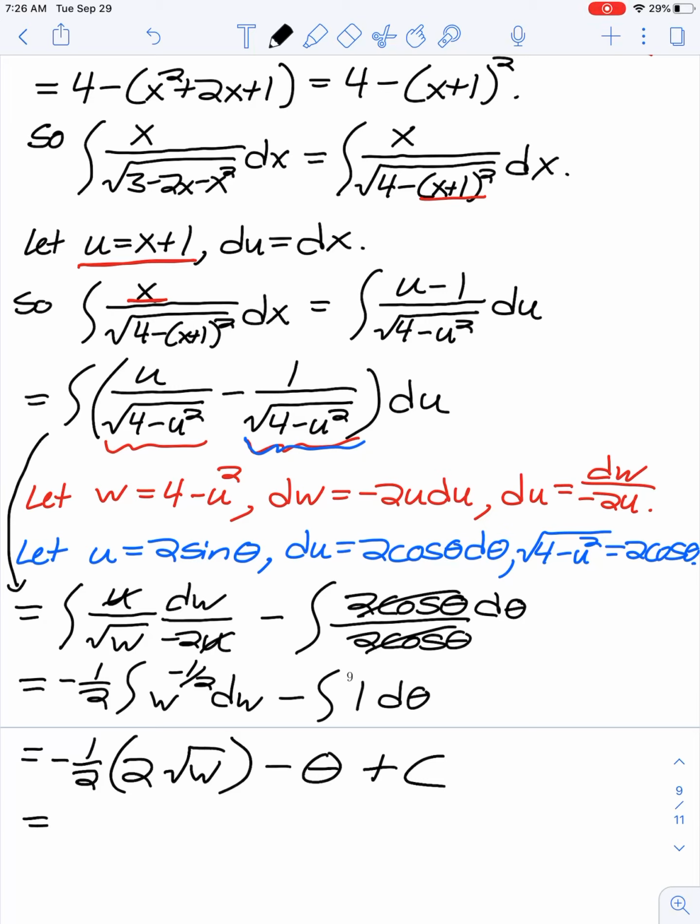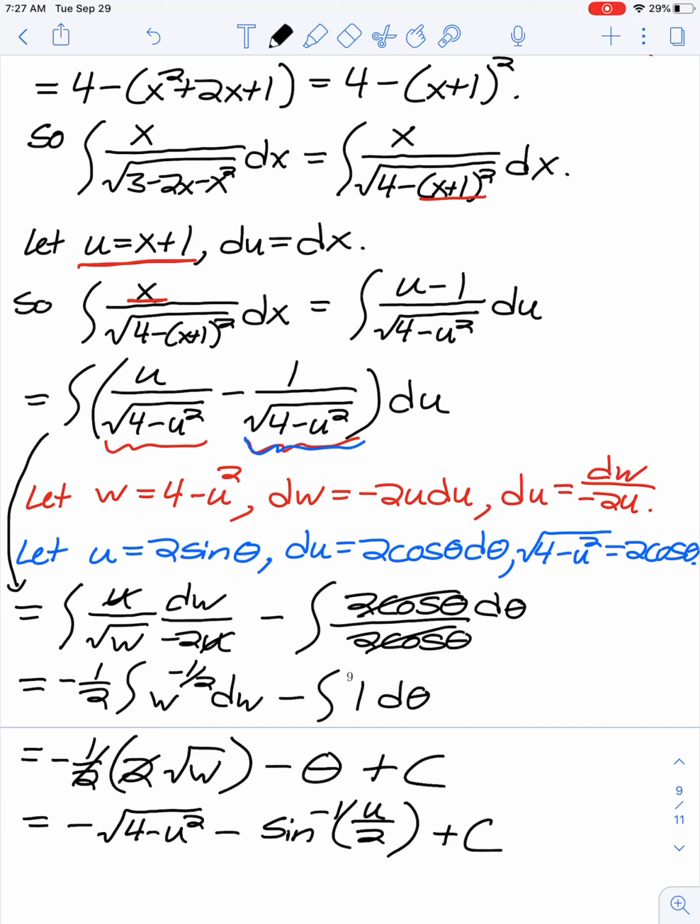So let's simplify a little bit here. We've got a negative 1/2 times 2, which leaves us with negative 1 times the square root of w, which was 4 minus u squared, minus theta. And using our trig substitution, well, we had u was equal to 2 sine of theta, so sine of theta is u over 2, and solving for theta, I would have arc sine of u over 2, with my plus c.